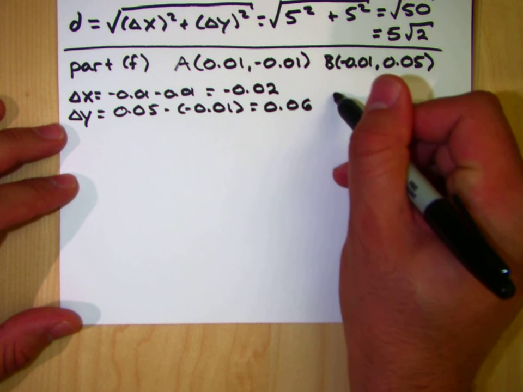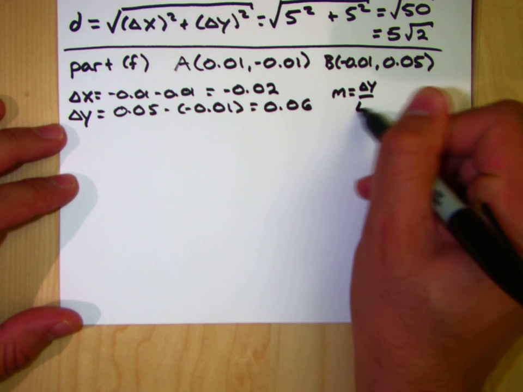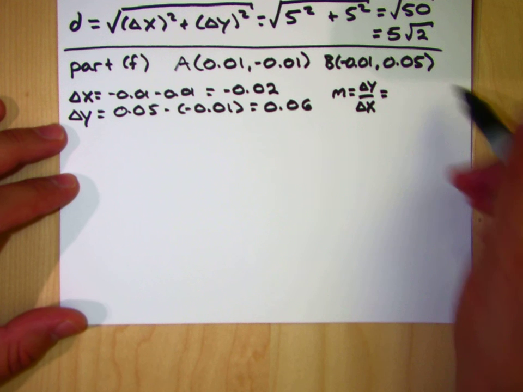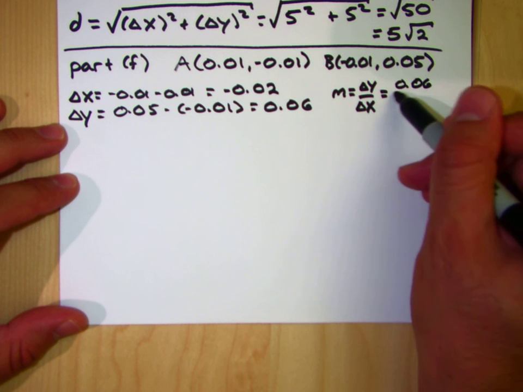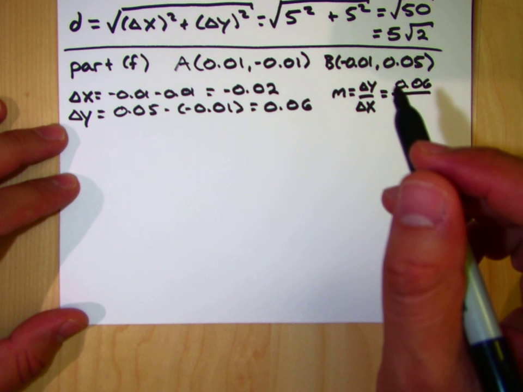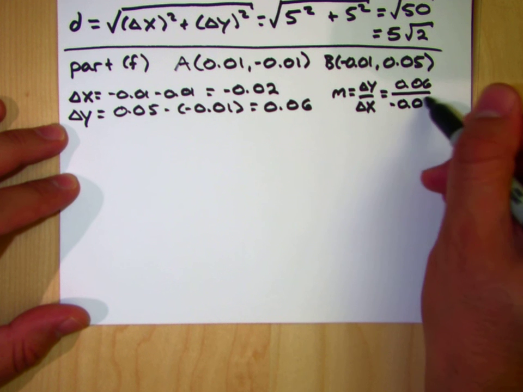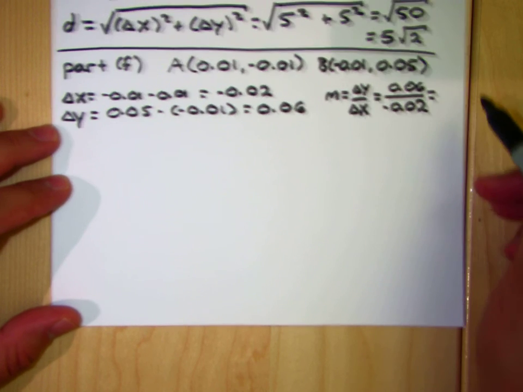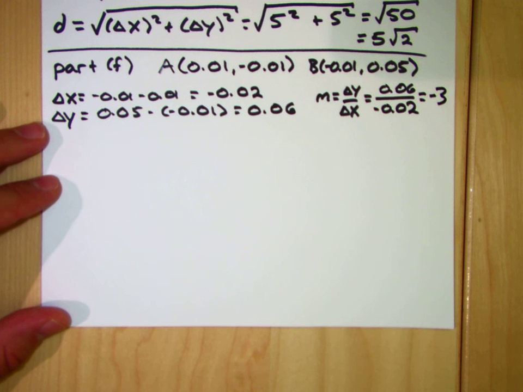So the slope, which is just delta y over delta x, is just then 0.06 over negative 0.02. Well, that just equals negative 3.